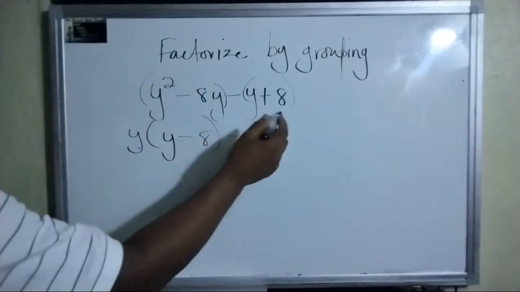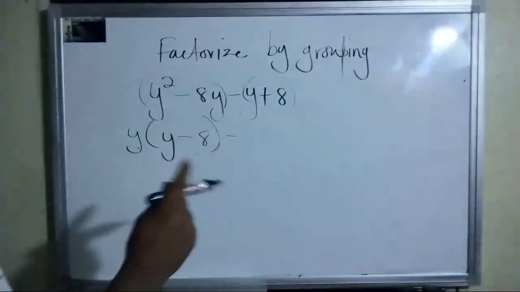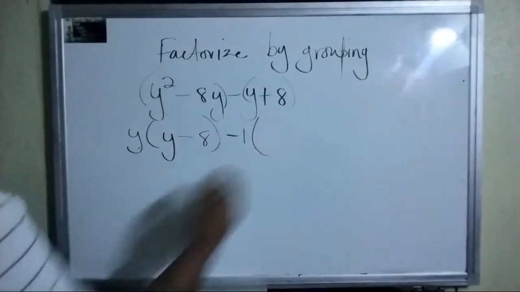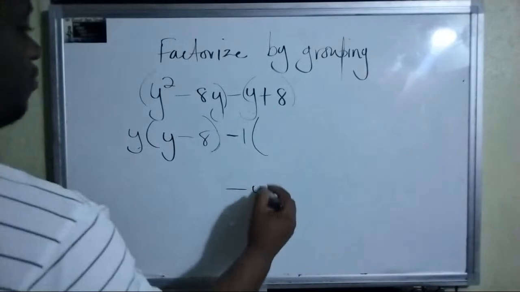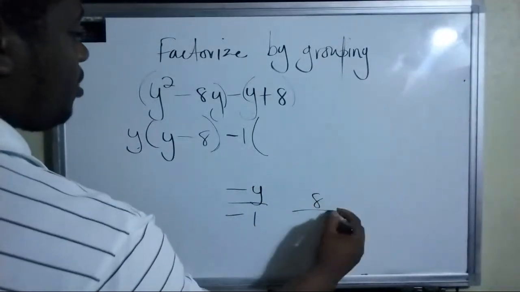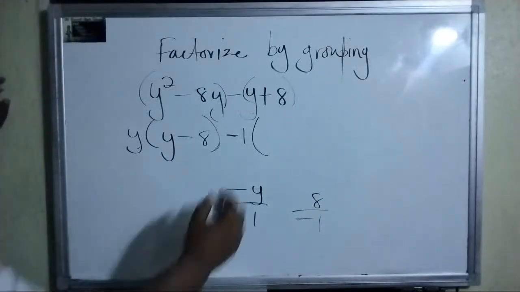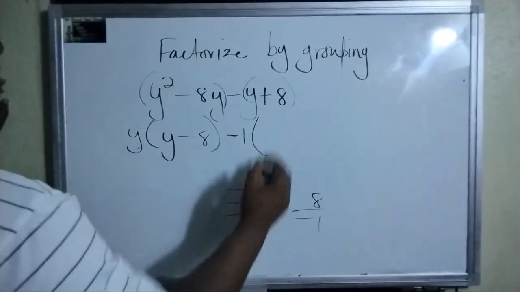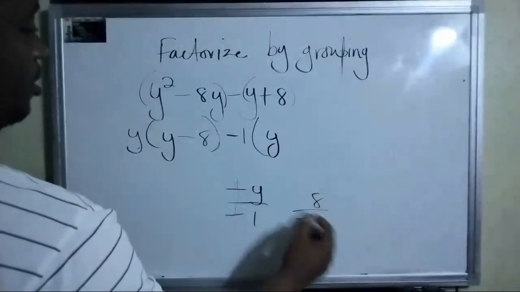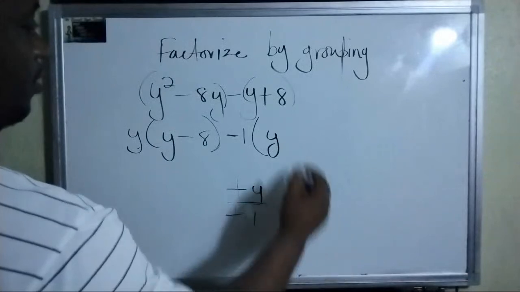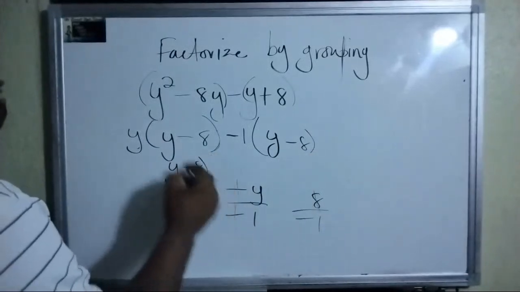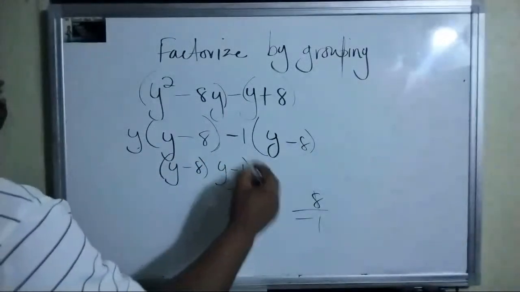Nothing can go in that except 1. 1 is always common, so we take out the 1, and we end up with minus 1. Then we have negative y divided by negative 1, and positive 8 divided by negative 1. Negative will cancel negative, so we get positive y, and negative 8. So that will give us y minus 8 and y minus 1.